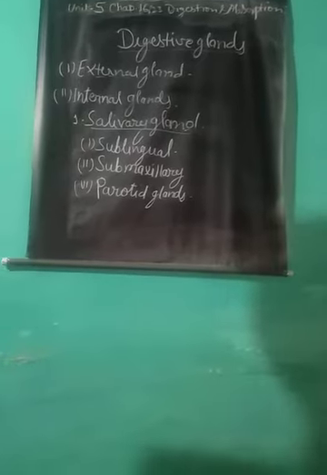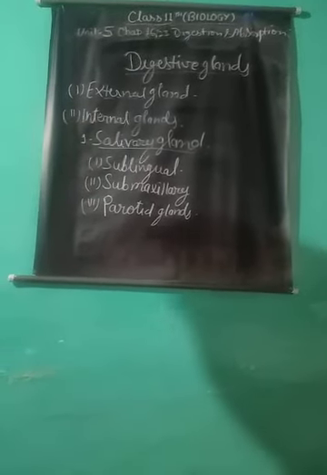Function of saliva: salivary glands produce saliva, which lubricates food and helps in the partial digestion of starch. Saliva contains ptyalin or salivary amylase and lysozyme. The salivary amylase or enzyme ptyalin partially digests the starch. It converts starch into maltose.